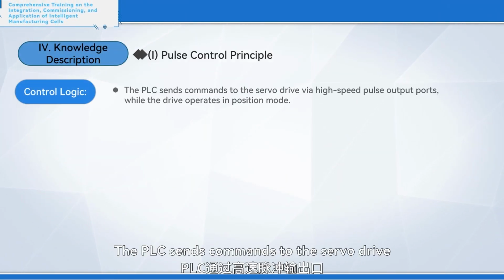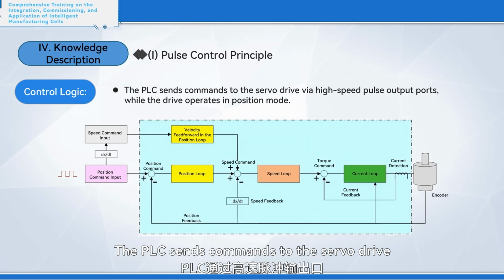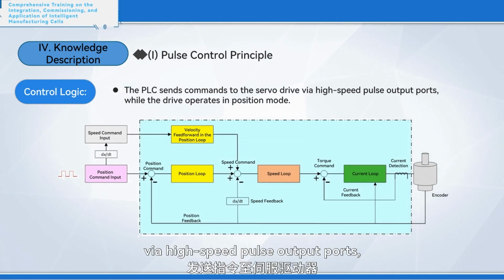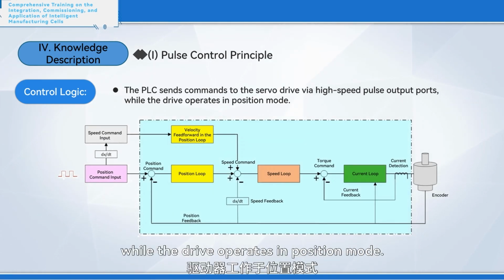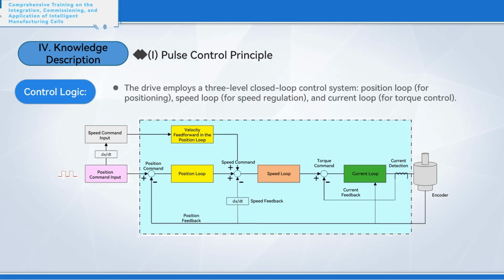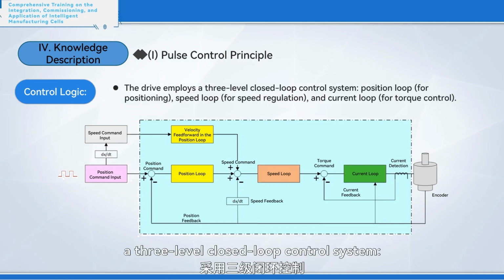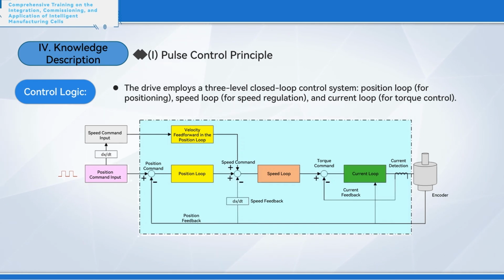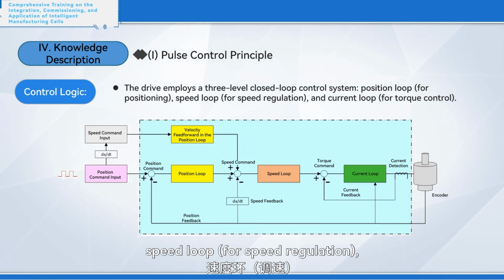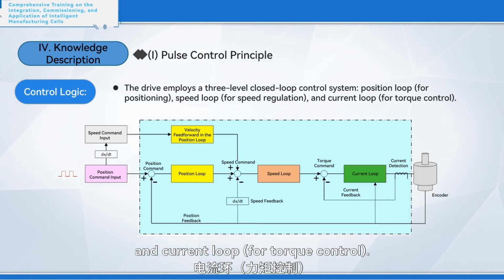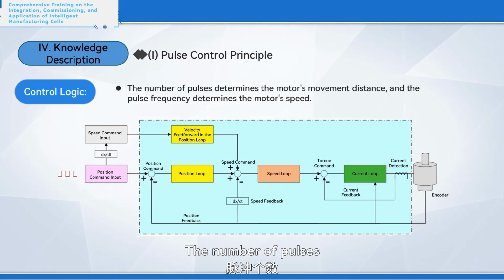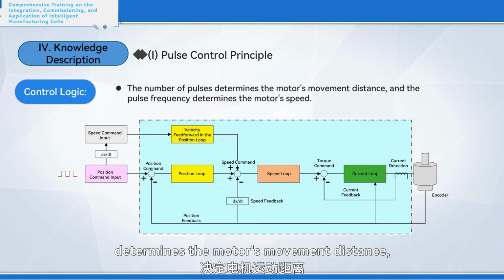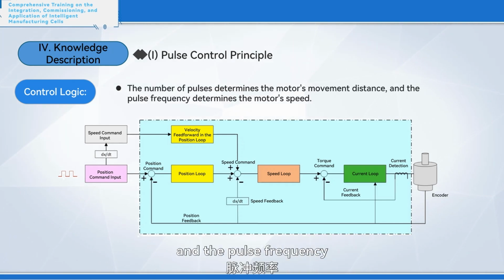Control logic. The PLC sends commands to the servo drive via high-speed pulse output ports, while the drive operates in position mode. The drive employs a 3-level closed-loop control system: position loop for positioning, speed loop for speed regulation, and current loop for torque control. The number of pulses determines the motor's movement distance, and the pulse frequency determines the motor's speed.